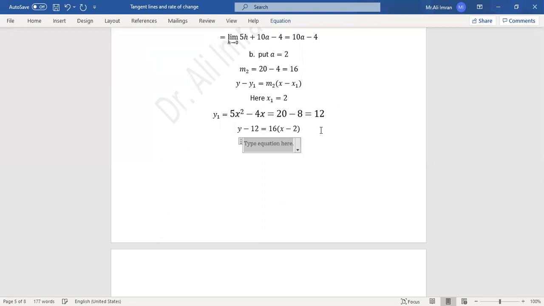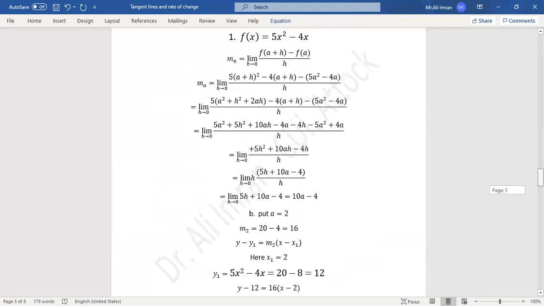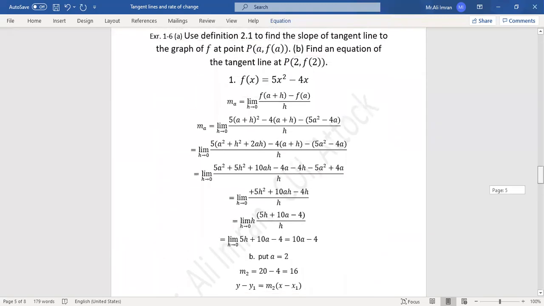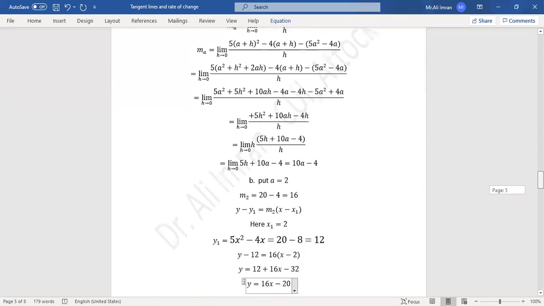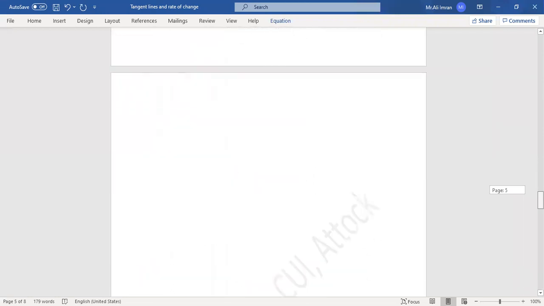We can further simplify it, taking 12 on the other side, plus 16x minus 32, y will be equal to 16x minus 20. This is how we can find the value of the slope of the tangent line at point A, and we have found the equation of the tangent line. I do hope you have a better idea now.